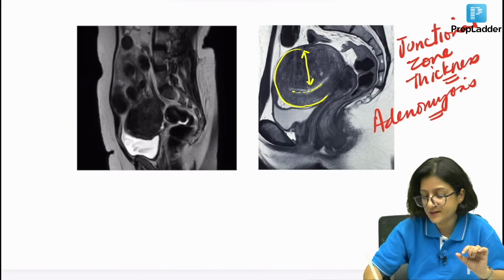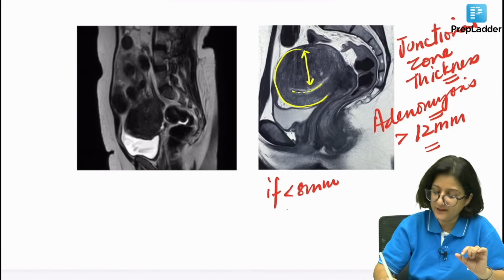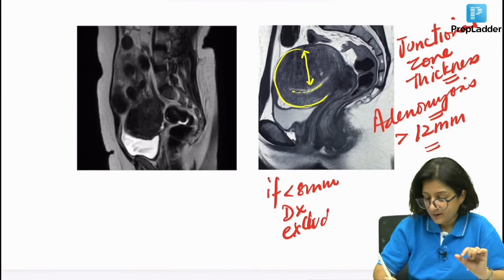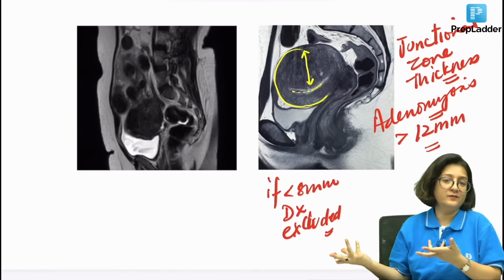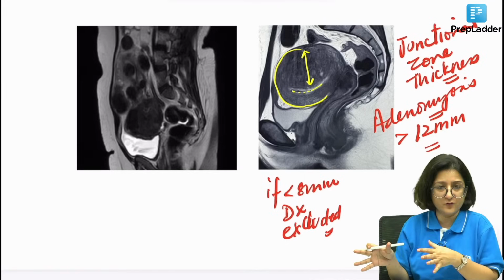Adenomyosis diagnosis is made when the junctional zone's thickness is more than 12 mm. If it is less than 8 mm, then the diagnosis is excluded. In between it is equivocal. We cannot say for sure.